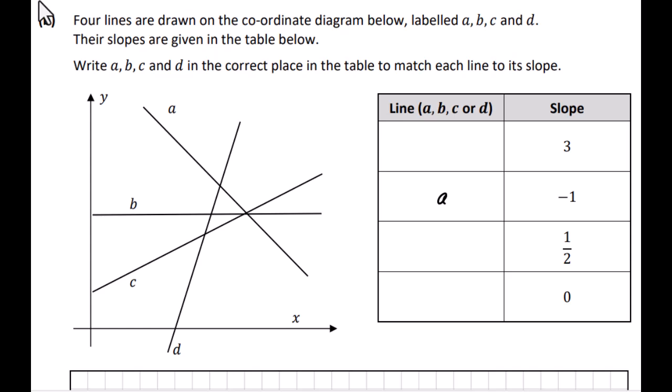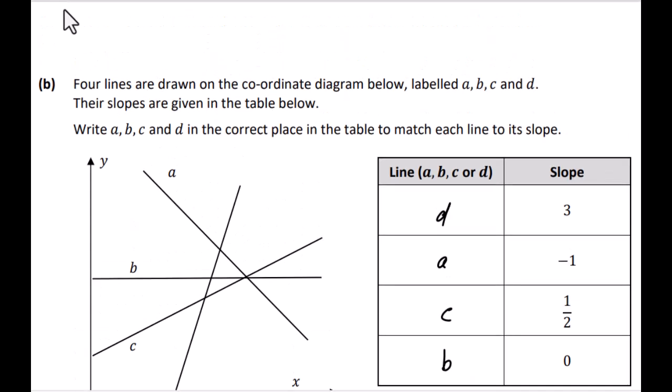Now there is one with a slope of 0, so that's going to be horizontal. The only horizontal one is B, so that's going to be here. That is a 0 slope. The other two are this one here and this one here. D has a bigger slope than C, so this one here is going to be D and this one here is going to be C.